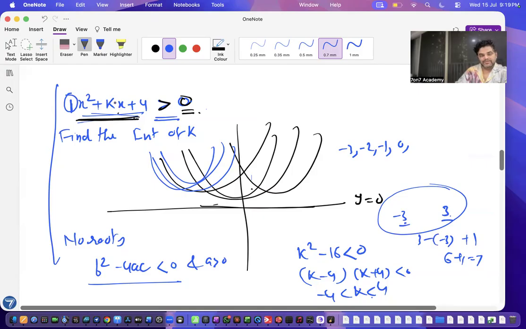If you place it here, 0, 1, 2, 4, let's check it. If you place 0, you'll get x square plus 4, which is like that. It is always above the x-axis. So that's how it is.